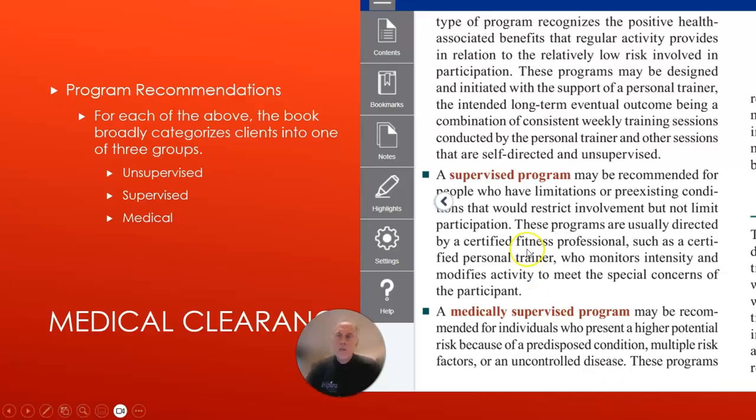And so these programs themselves are usually facilitated with the help of a personal trainer, and they have long-term goals that require being fitter or more in shape or whatever that may be. And that can include you 1 day a week, 3 days a week, 2 days a week, whatever that may be. A supervised program would be for people who perhaps have pre-existing conditions that might restrict any kind of involvement, but wouldn't limit their ability to actually do something.